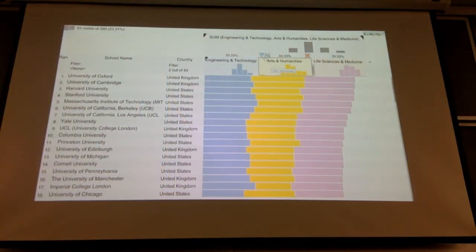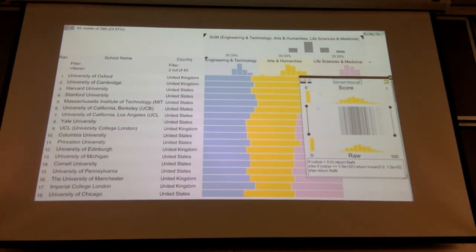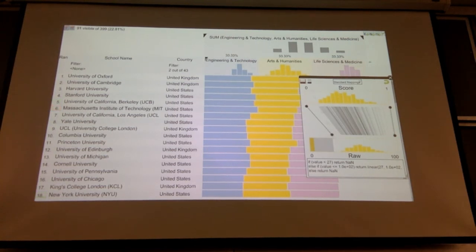So here we have scores for disciplines, like arts and humanities in this case. And this is the mapping editor. You see 2 histograms that show you an input range and an output range. Here, we're essentially adjusting this ranking, and this can be nonlinear transformations.